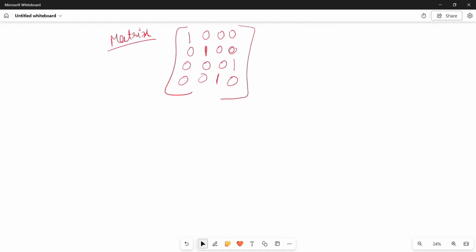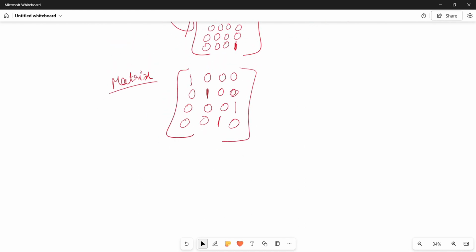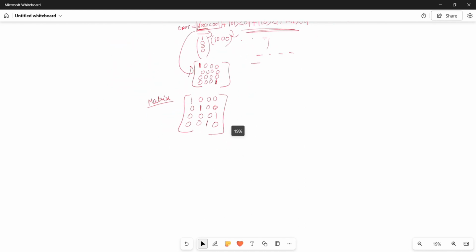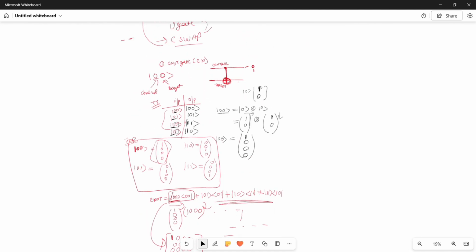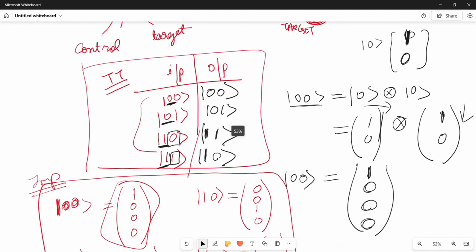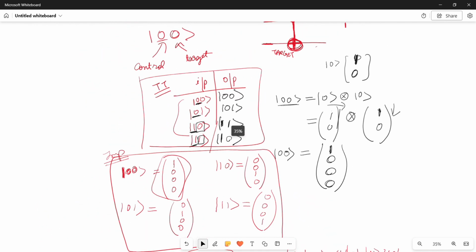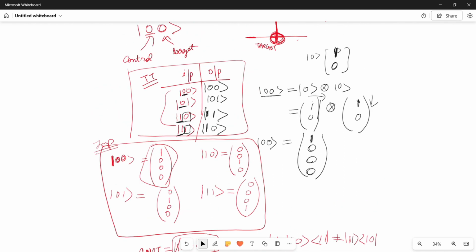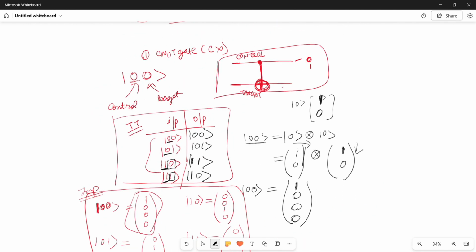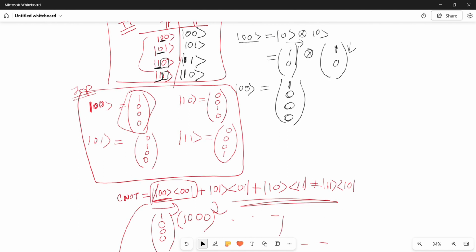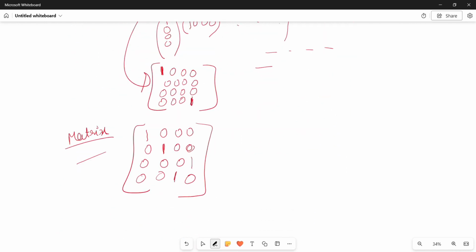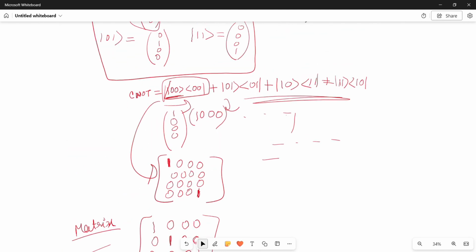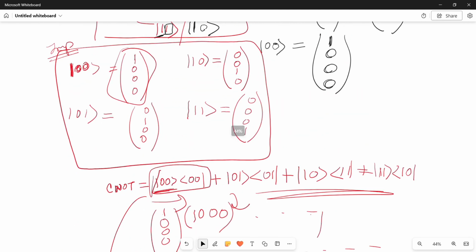Yeah, here is the representation. So this is all about your C naught gate. This is your truth table for your C naught gate, and this is the representation of how we represent the C naught gate. This is your Dirac notation, and this is the matrix. The derivation, as I told you, you can do it, and it is given in my notes as well.